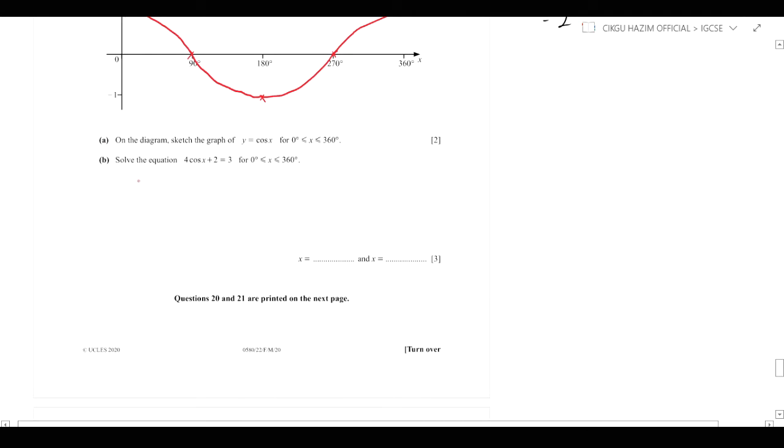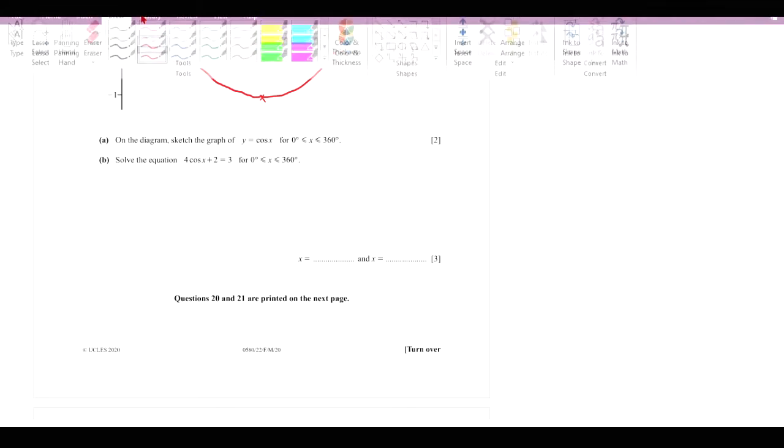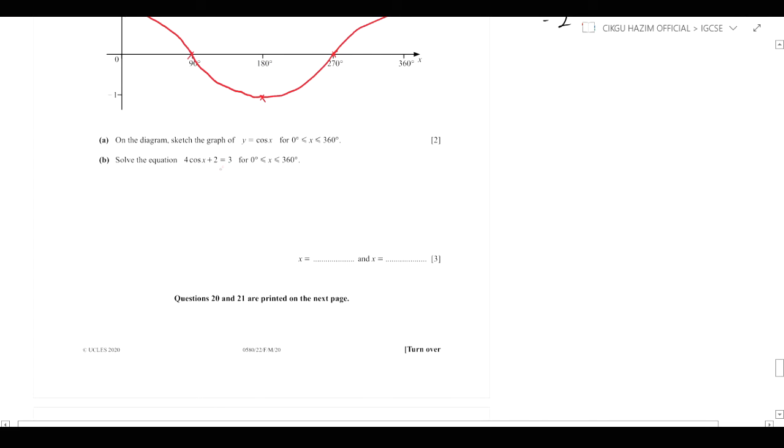Question number 19b: solve the equation 4 cos x plus 2 equal to 3. For this, you need to understand how we solve it step by step. Make everything go to the right side first. So move 2 to the right side, we have 4 cos x equal to 3 minus 2. 4 cos x equal to 1. Move 4 to the right side, so cos x equal to 1 over 4.